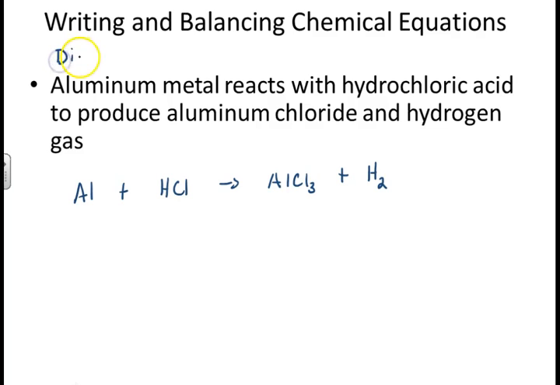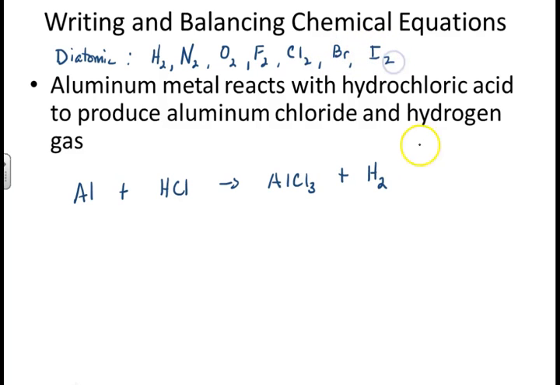Certain elements are diatomic. You need to know these. These include hydrogen, nitrogen, oxygen, fluorine, chlorine, bromine, and iodine. They are all diatomic.